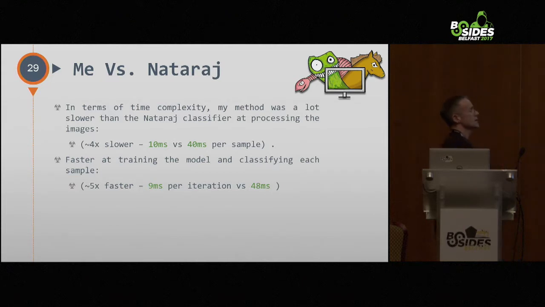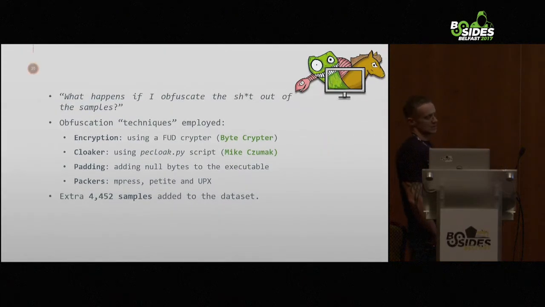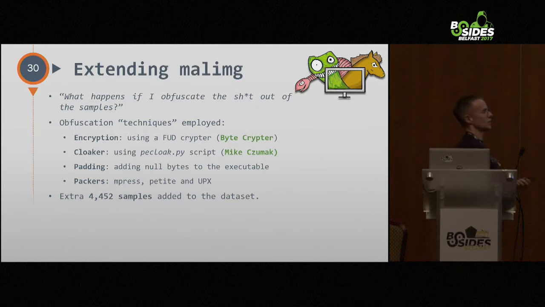So just to make things a bit more interesting, and exactly the basis for this research, I decided to start obfuscating some of the samples. Now I couldn't use the mal-image dataset because all I could get hold of was the actual images. I don't have the original files. So I added in my own, another 5 different families, using various different types of techniques.